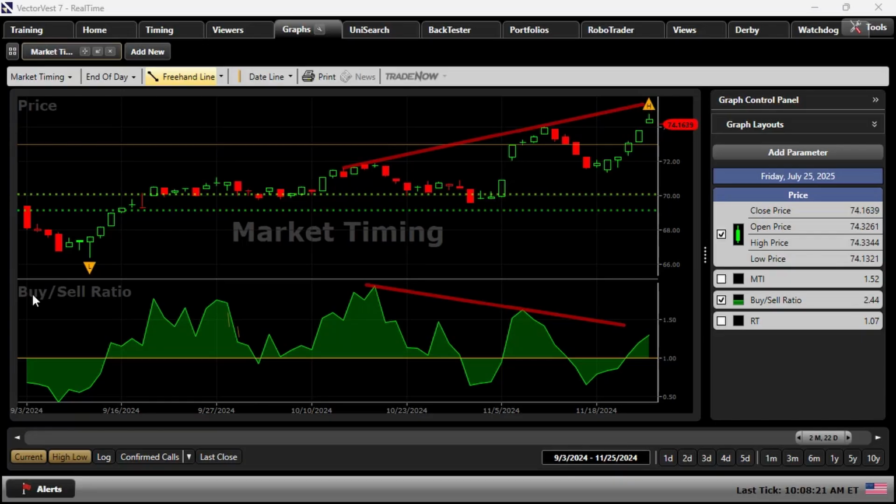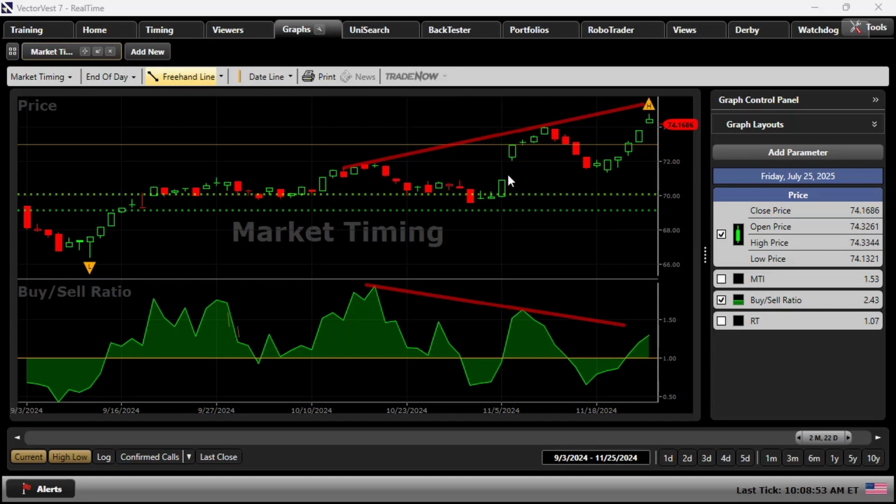All right, for the first example, I have the VectorVest composite or the market timing graph here. We're looking at a time period right now from about September 2024 till November 2024. You can see the red lines I have here. Again, a divergence is when the underlying asset above, which in this case is the VectorVest composite, is going against the indicator below. So we can see the VectorVest composite hitting a series of higher highs and higher lows.